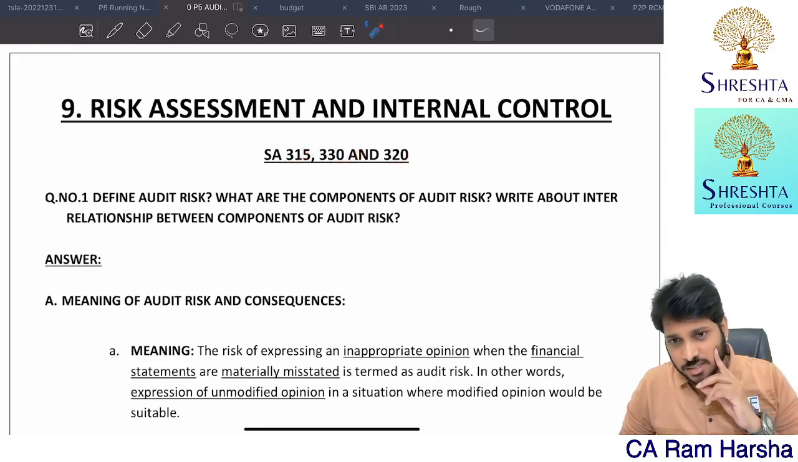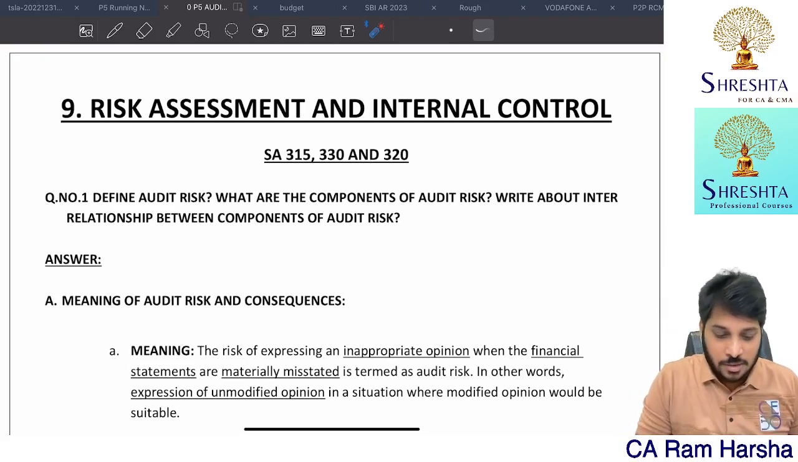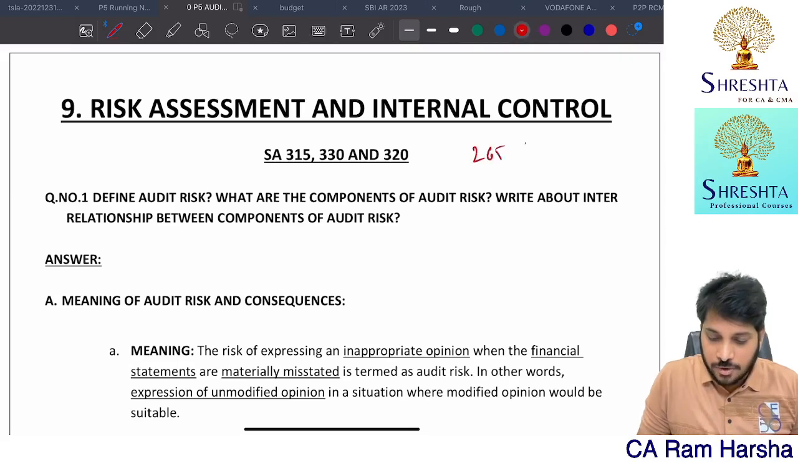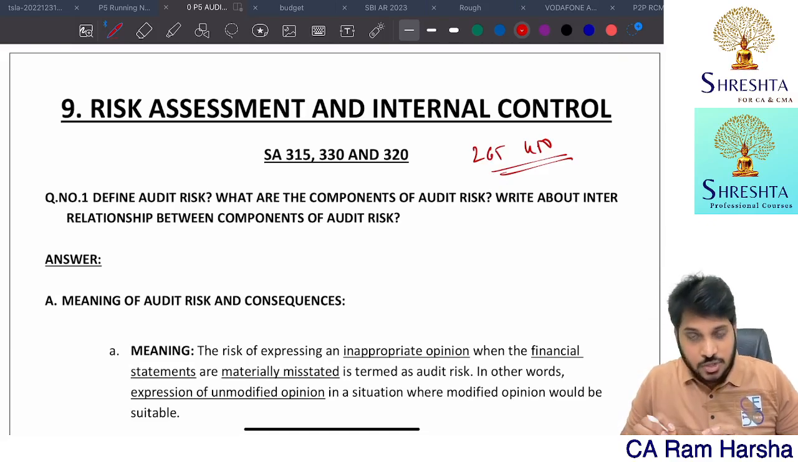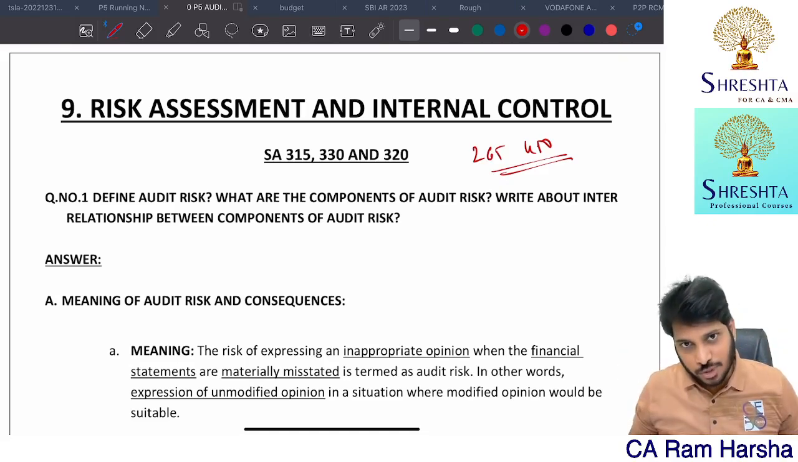And if you recollect, from the beginning, there are 2 standards in the completion and review chapter, I guess. 2 standards I kept pending. One is 265 and 450, which were still pending as of now. These 2 standards we need to discuss only after completing this chapter.